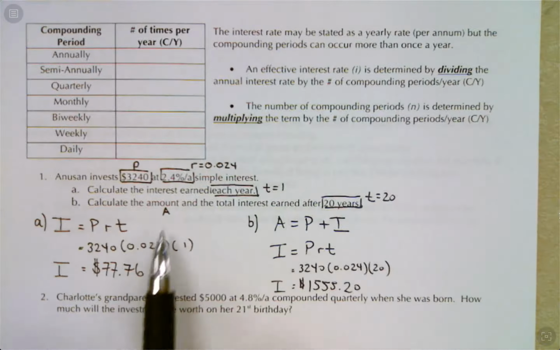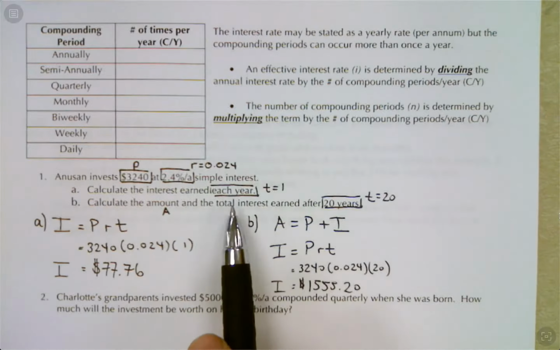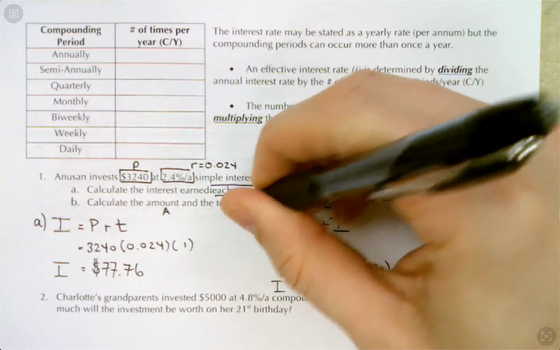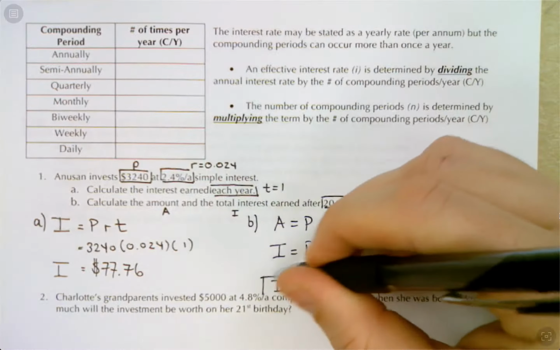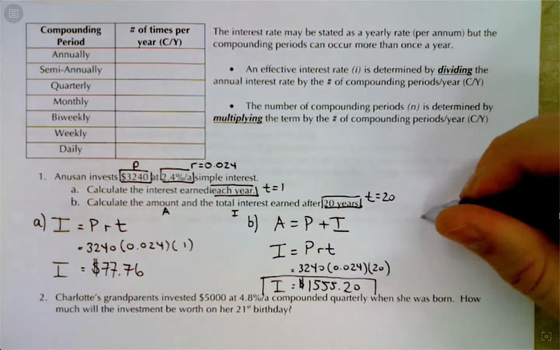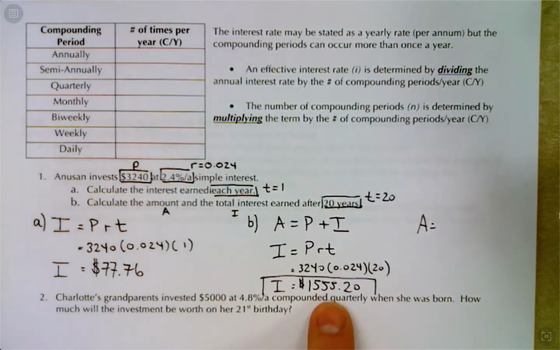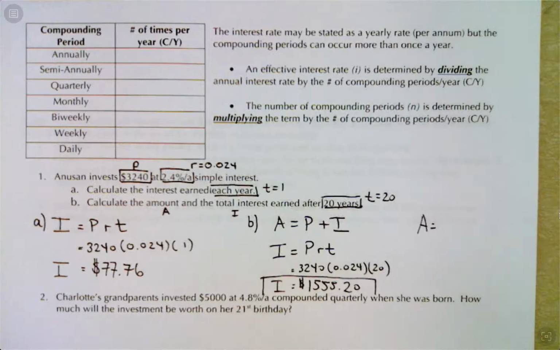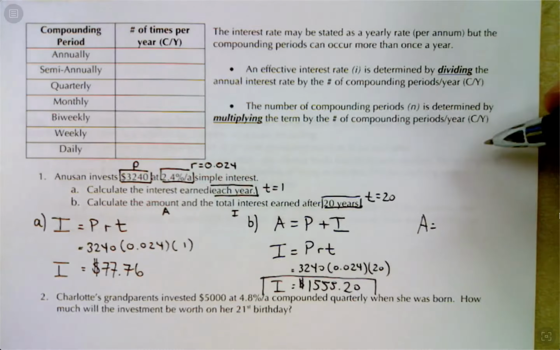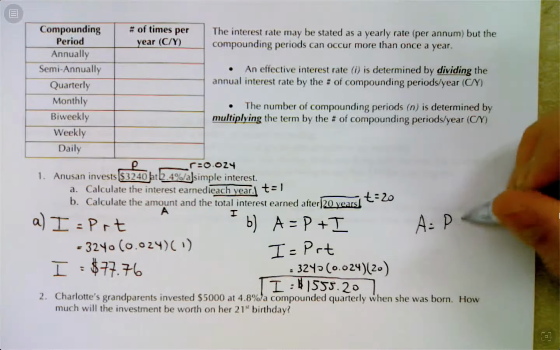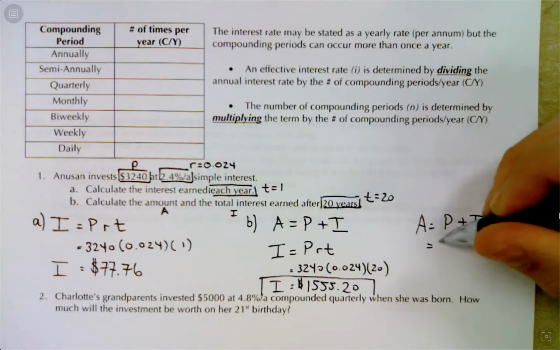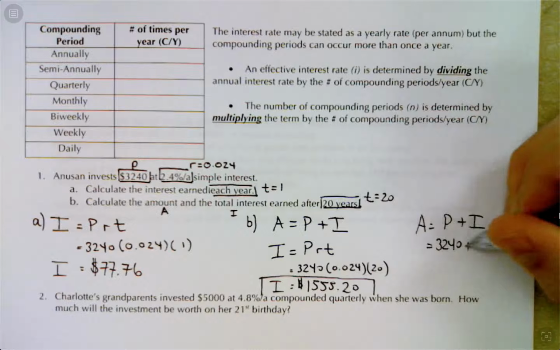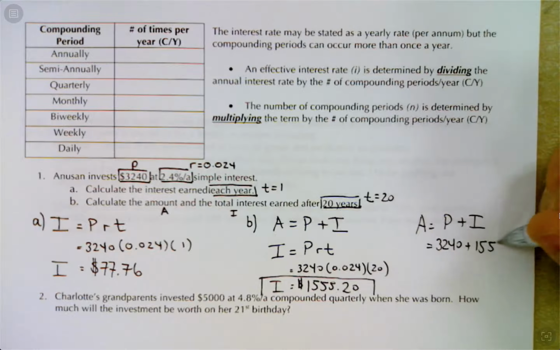Now, to calculate the amount, this is the total interest, I. We just found that. To find the amount, we need to add the total interest to how much we invested, because that's how much money you would have now. You still have the amount you invested, and you get the interest. P plus I, 3,240 plus 1,555.20.